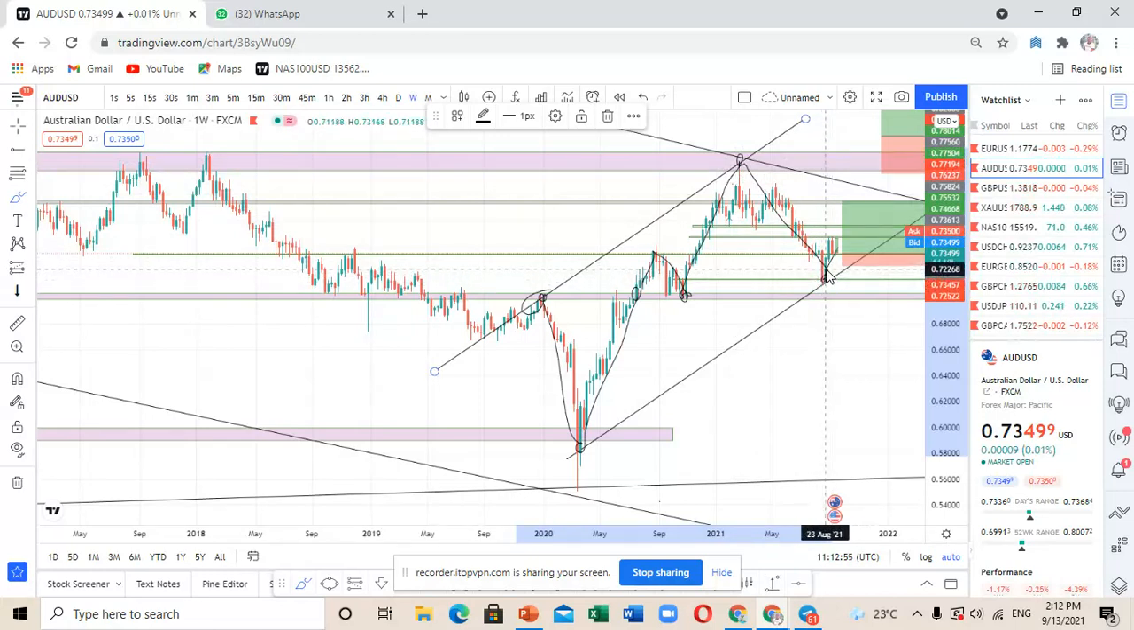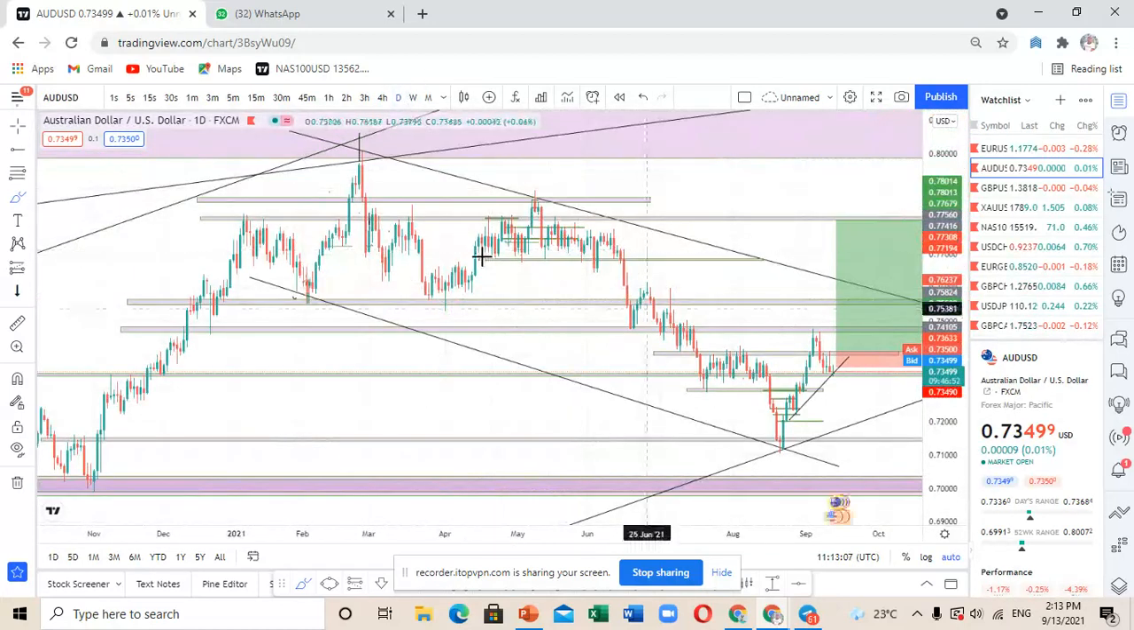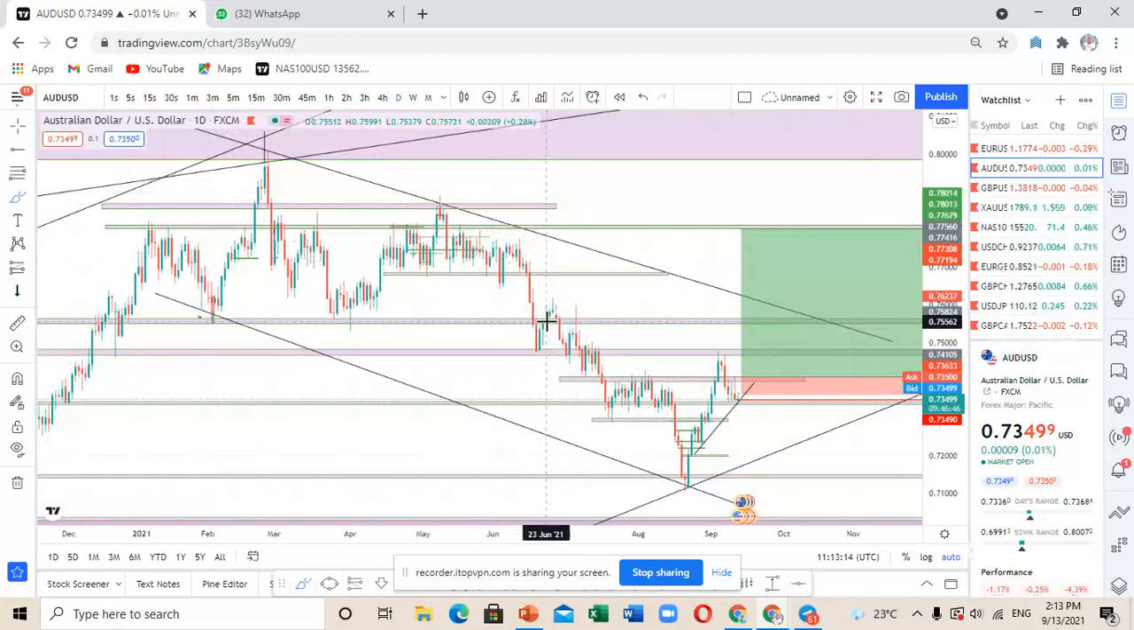So currently I'm expecting that the markets are going to start moving toward the upside, come to this point of resistance, and then create a breakout to the upside. So that is what I'm expecting the markets to do. Moving into the daily time frame, you can see that inside that bullish trend, you have also got a bearish trend that is currently ongoing.